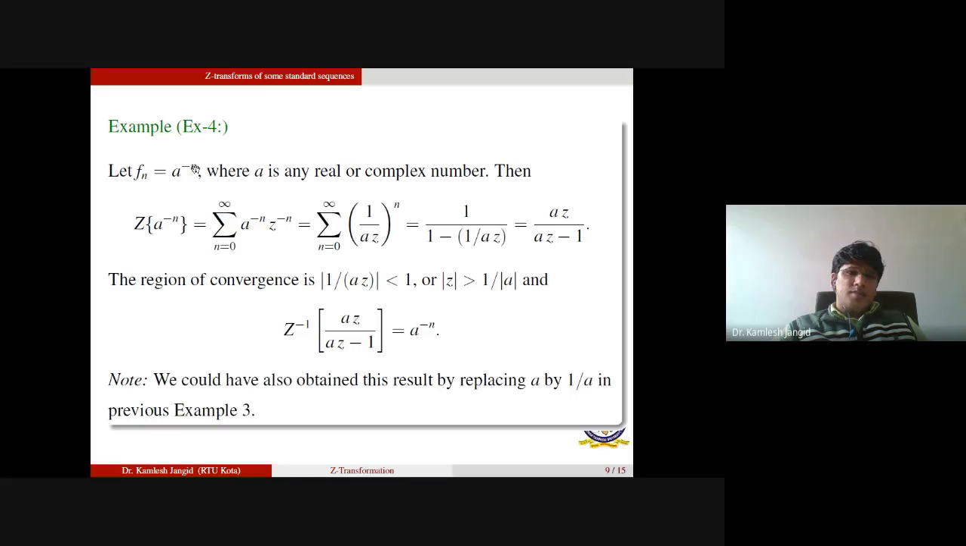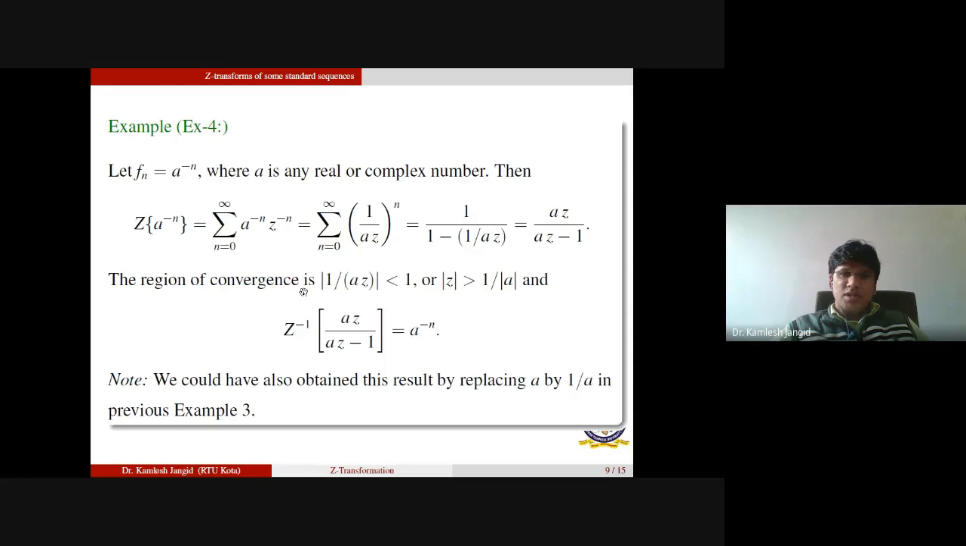Let fn equal a raised to the power minus n, where a is any real number or complex number. Then the Z transformation of a to the power minus n can be evaluated by using the standard definition of the Z transformation, which is summation n from 0 to infinity (1 upon a z) to the power n, and its summation is given by 1 upon 1 minus 1 upon a z, which equals a z upon a z minus 1. All right, so this is our Z transformation of the sequence a to the power minus n, which is a z upon a z minus 1.